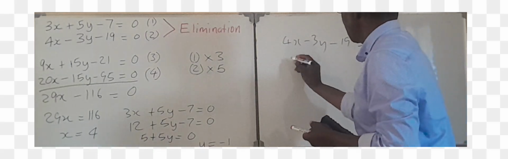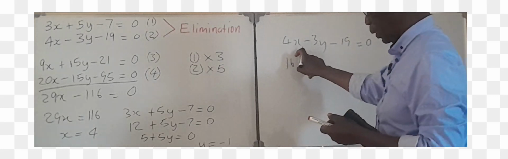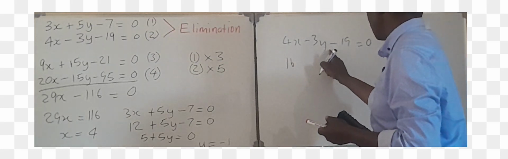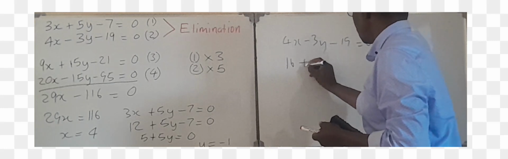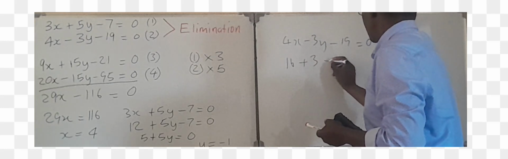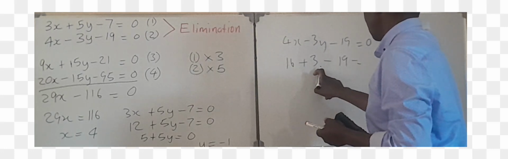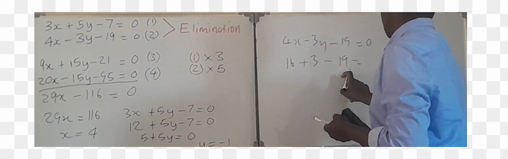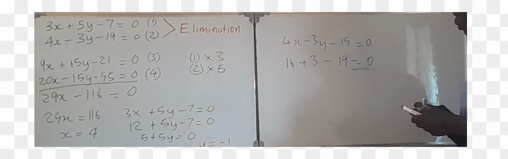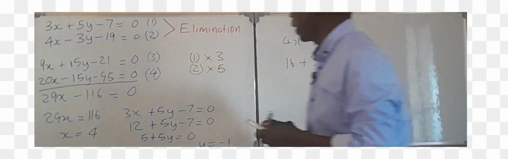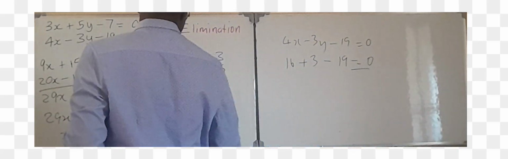Let's put in the values. x is 4, so that gives us 4 times 4, which is 16. y is minus 1, so minus 3 times minus 1 is, of course, 3. Minus 19, which is equal to 16 plus 3 is 19. 19 minus 19 is equal to 0. So the two equations are satisfied when x is equal to 4 and y is equal to minus 1.